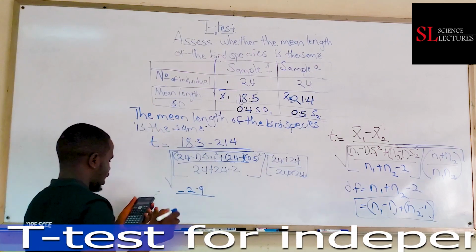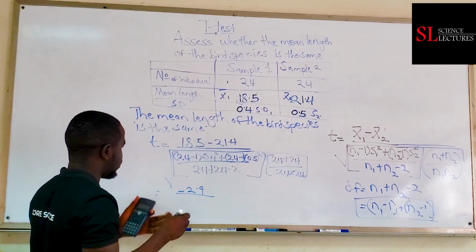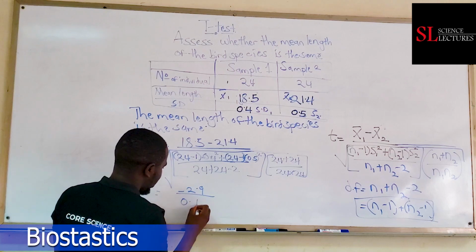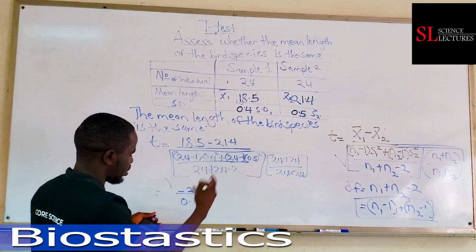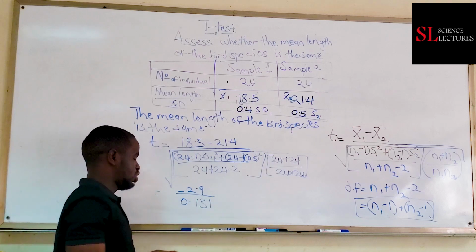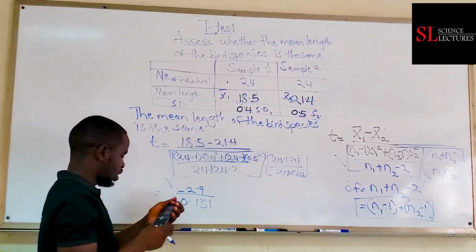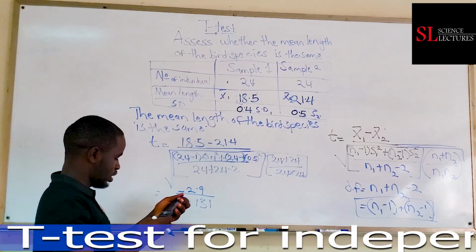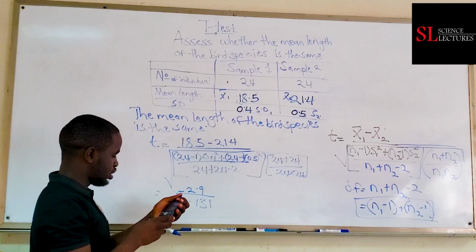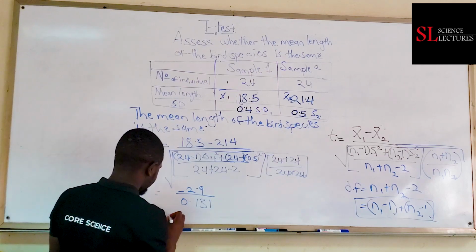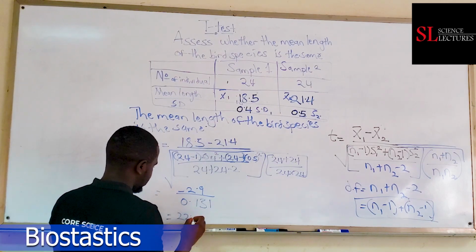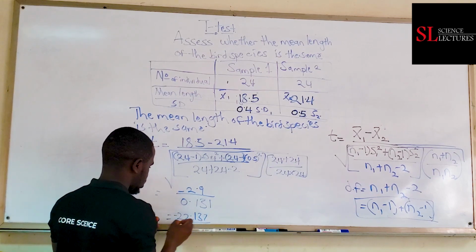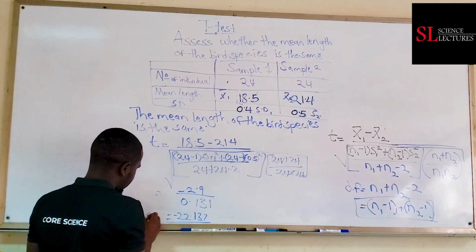I get my answer as square root of the answer. Don't forget to add the square root sign after getting whatever you get. 0.131. Because I get 0.1307, I round off, I get 0.3131. So I get my negative 2.9 divided by 0.131. So I get negative 22.137. This is my t cal.